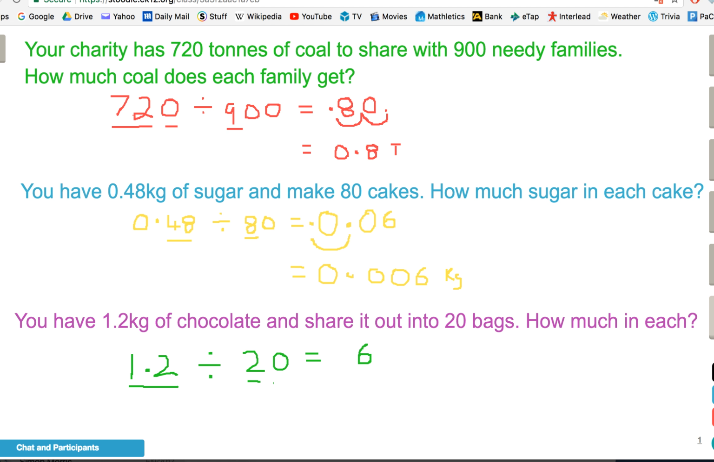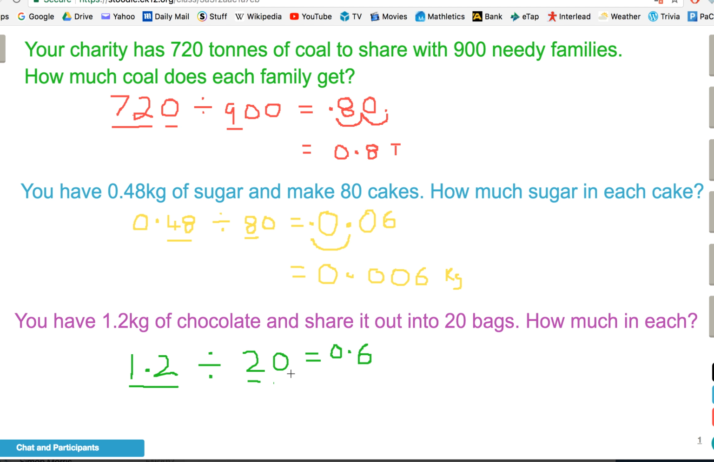Again, we need to stop and engage our brain for a second. Is it going to be 6 point something? Obviously not. It's not going to get bigger, this bar of chocolate. We had 1.2 kgs. We've cut it in half. We're going to have 0.6 kgs. We're going to have 6 tenths because we had 1 whole and 2 tenths. So we've cut it in half. We've divided it by 2. We've now got 6 tenths.